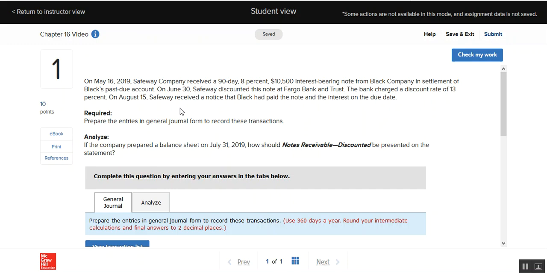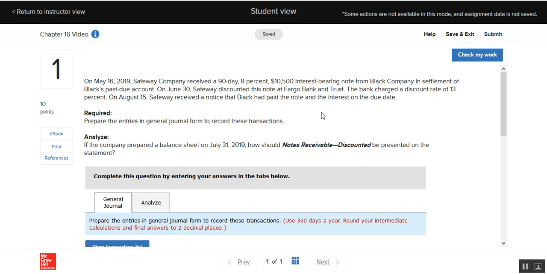So this says on May 16th, 2019, Safeway Company received a 90-day, 8%, $10,500 interest-bearing note from Black Company in settlement of a past due account. Then we've got a second date that says on June 30th, Safeway discounted this note at Fargo Bank and Trust. The bank charged a discount rate of 13%. And then we've got a third date. It says on August 15th, Safeway received a notice that Black had paid the note and the interest due on the note.